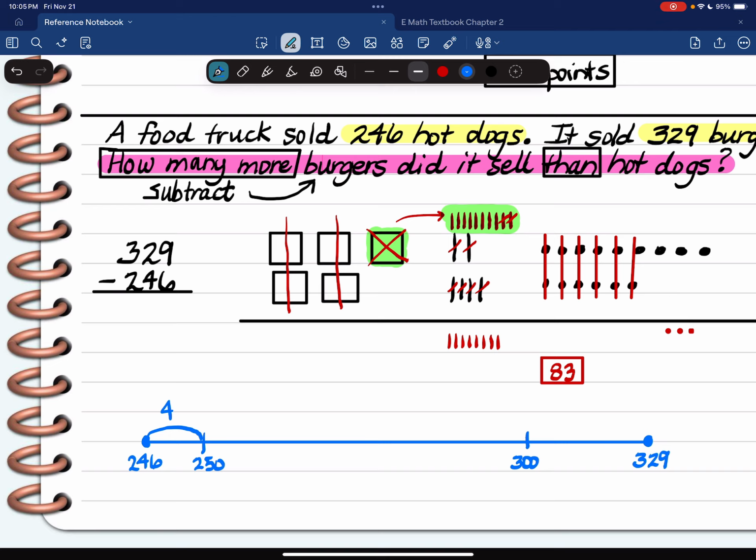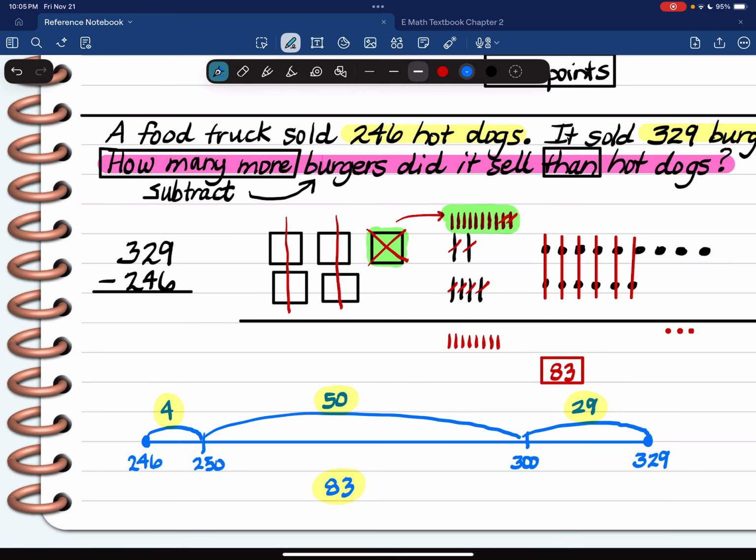Then from 250 up to 300 is 50 spaces. And then from 300 on up to 329 is 29 spaces. And when I add up these, that's 54, 64, 74, plus another 9. I'm adding those to get the sum of 83.